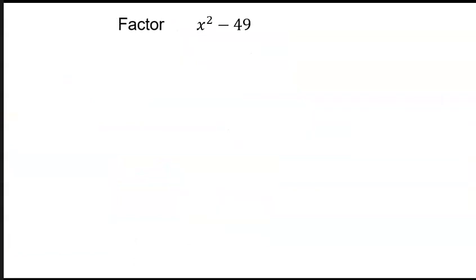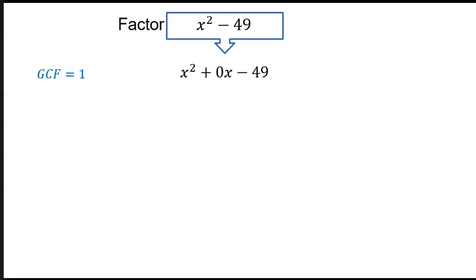This special case of factoring a quadratic expression is called a difference of squares. With these expressions, you're subtracting one perfect square from another one. We can follow the same steps for factoring to discover the pattern that will appear in these types of expressions. In this problem, the GCF is 1, so I do not need to worry about factoring out a greatest common factor.